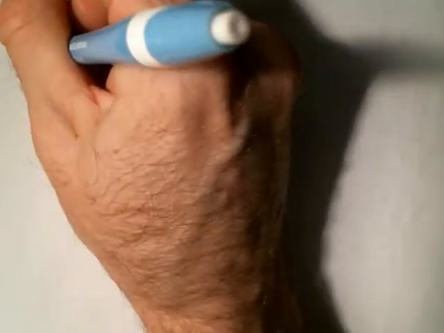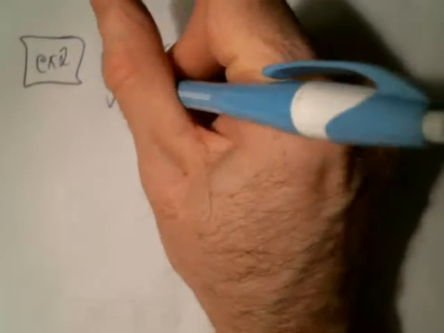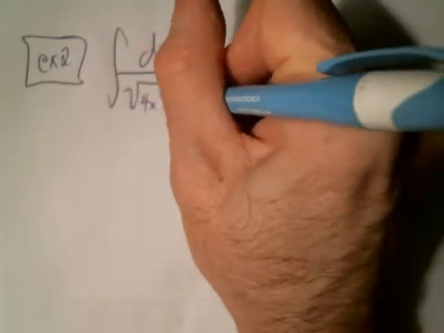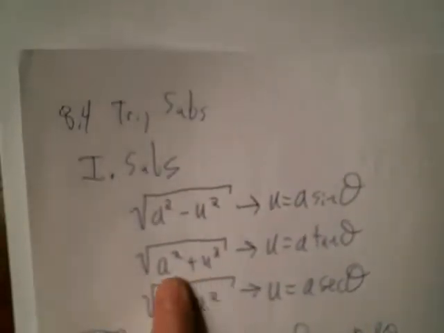So maybe example 2, I guess. So we want to find the integral of dx all over the square root of 4x squared plus 1. If you look back at our initial statement, we're presented with an integral that has this form in it, and we're trying to get rid of that thing.